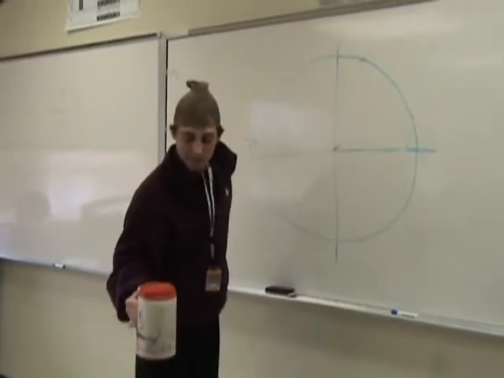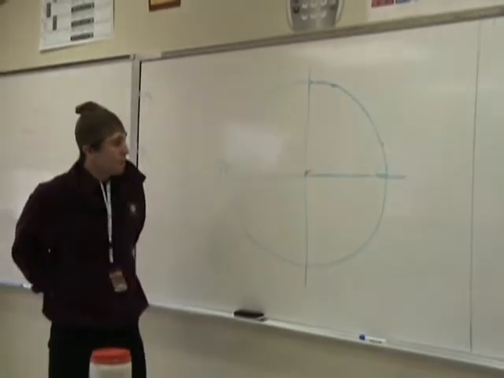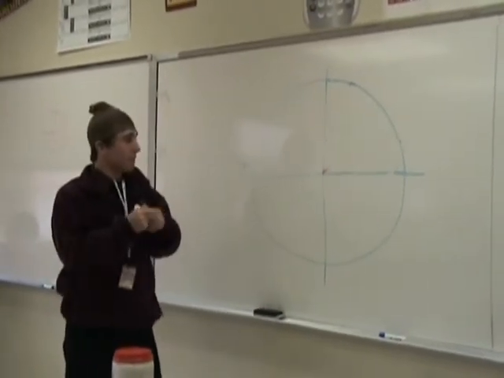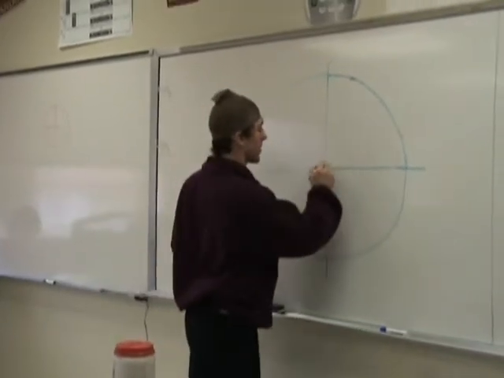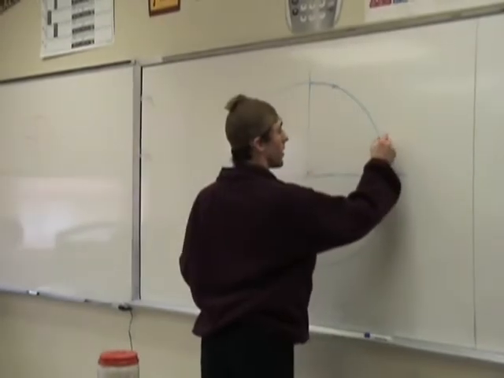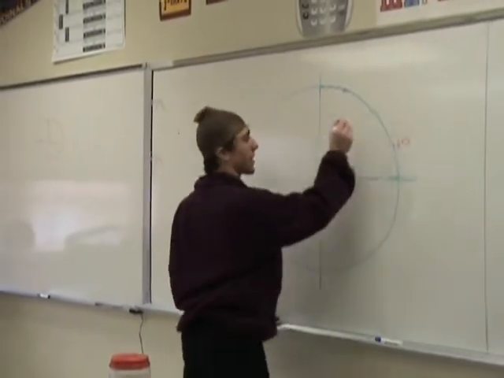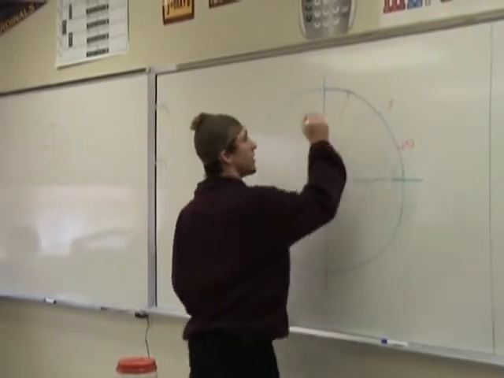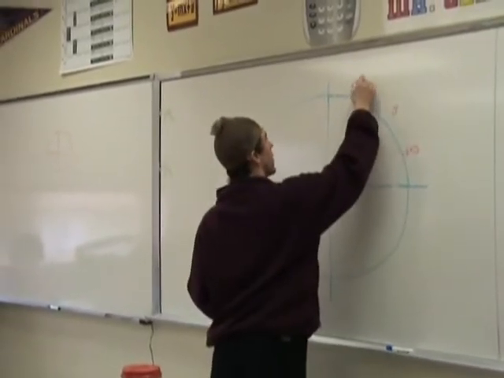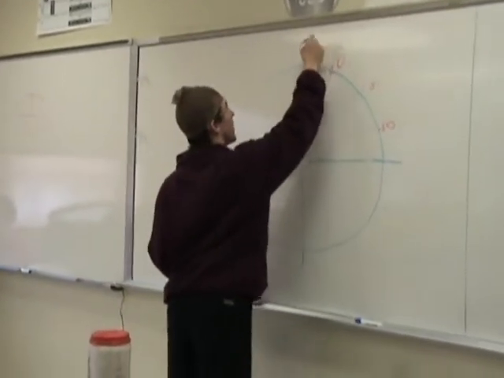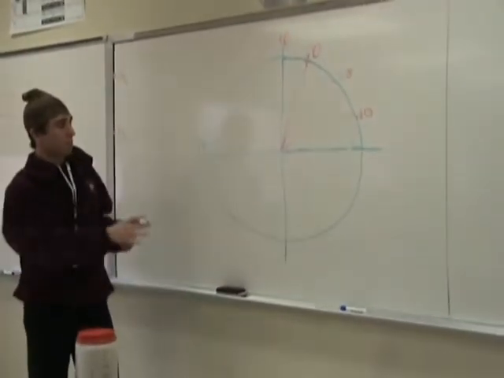Well, Joe, if all the radii are one, that means all hypotenuses are one. So, let's start this off. What is this angle? 30 degrees. What is this angle? 45 degrees. And what is this angle? 60 degrees. What is that angle? 90. After this, the circle repeats itself, okay?